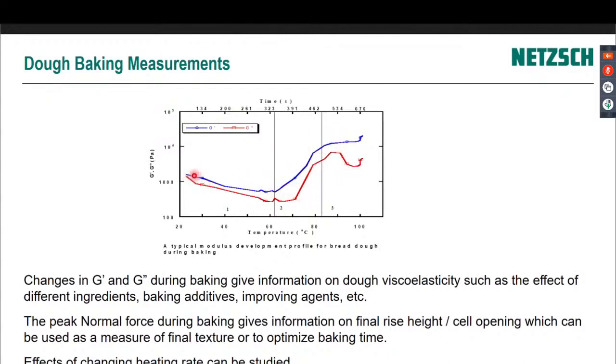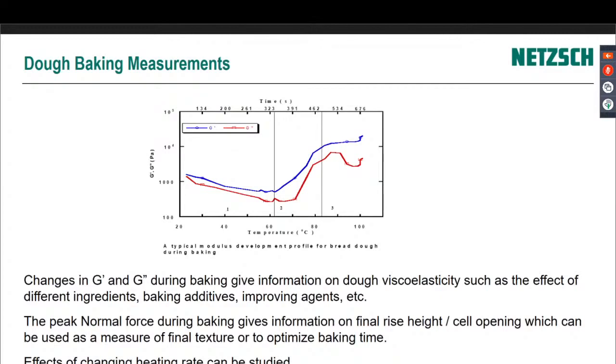And so we've got here a product which is elastic. We've got the elastic modulus in red. And as you heat it up, it's getting softer and then it starts to bake, right? So now it's rising and it's getting thicker and eventually it's fully baked. So you can see how stiff the bread is. And also, if you looked at normal force, you'd see how much it rose as well. So we can see the effect of changing the heating rates, obviously changing anything in the formulation.